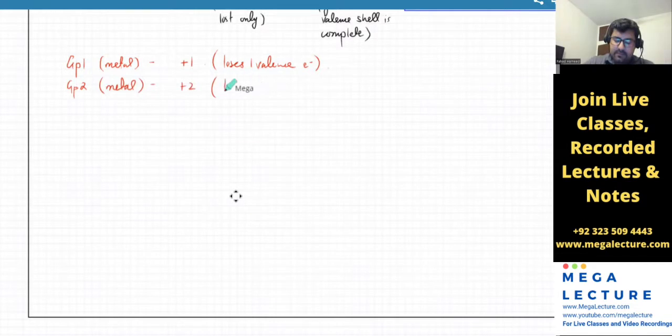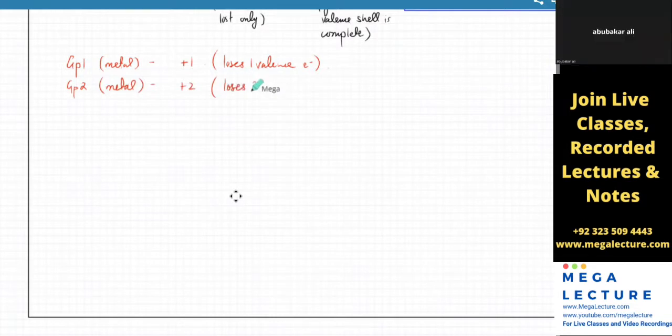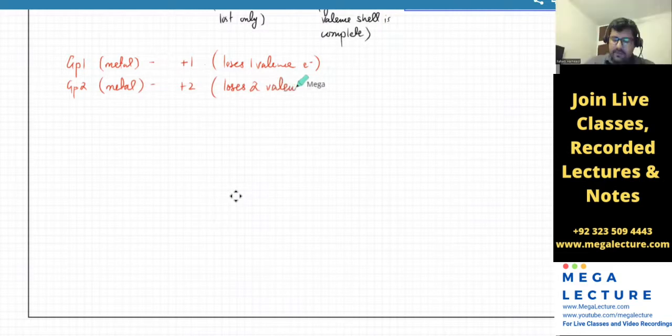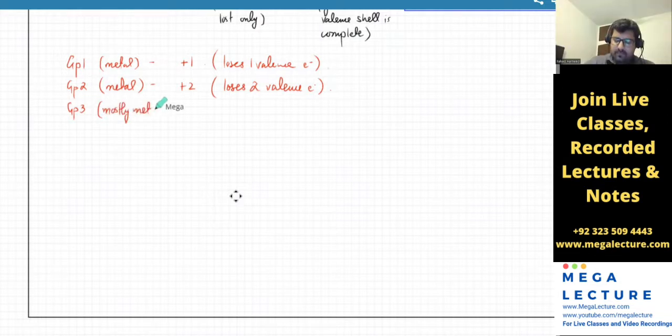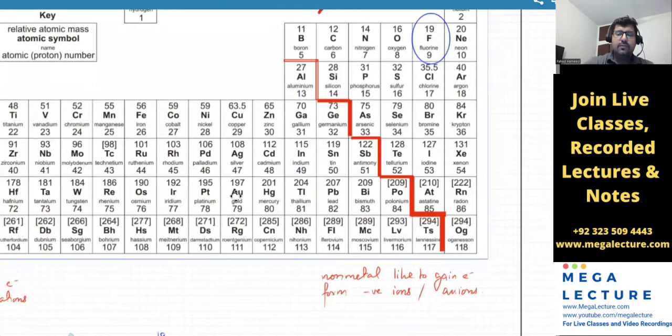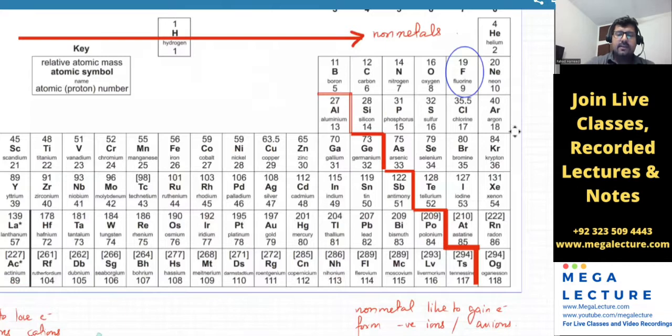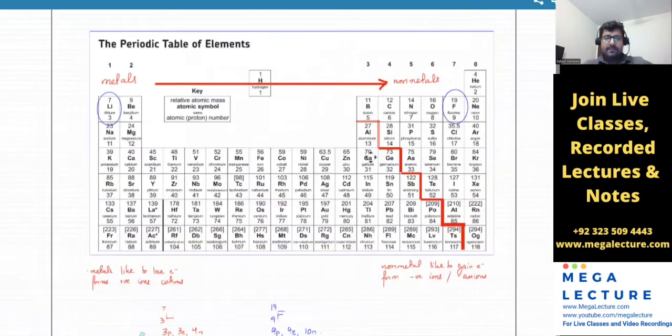Why? Because group 2 means it's got 2 valence electrons. So it loses 2 valence electrons. And then similarly, you have group 3. Group 3's issue is it's mostly metals, right? Yes, sir. I just showed you that when you reach group 3, there's a confusion, right? At the top there are non-metals, the staircase. On the left side of the staircase, these are all metals.